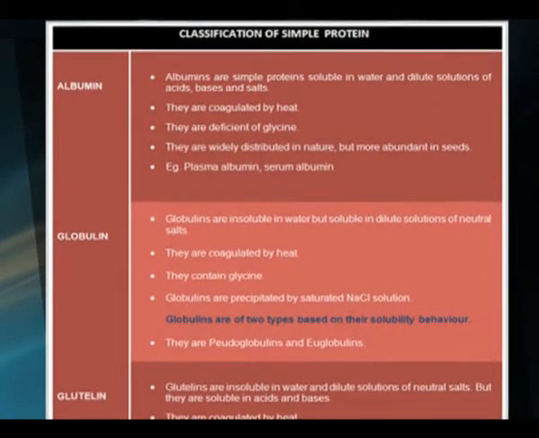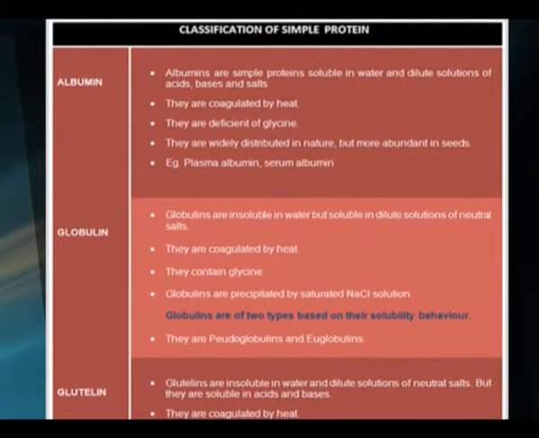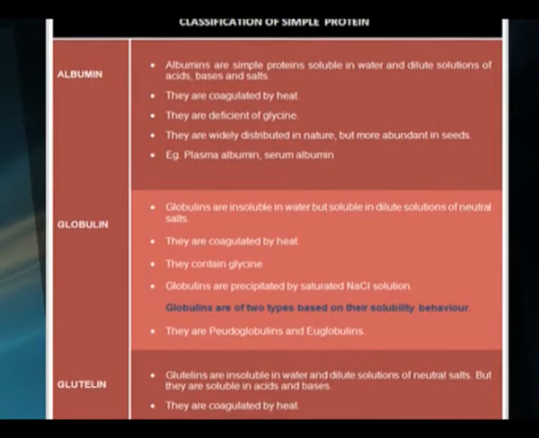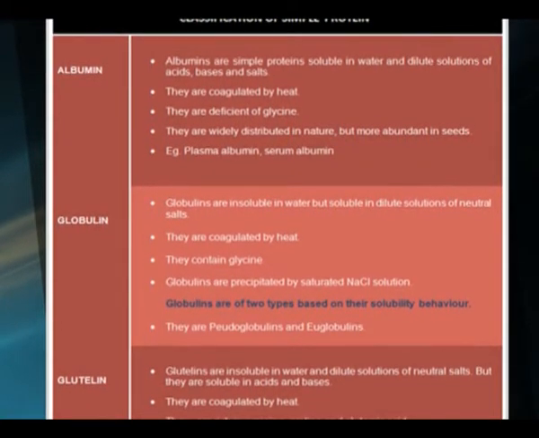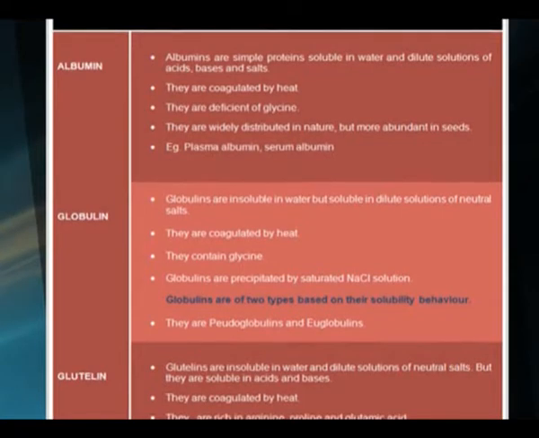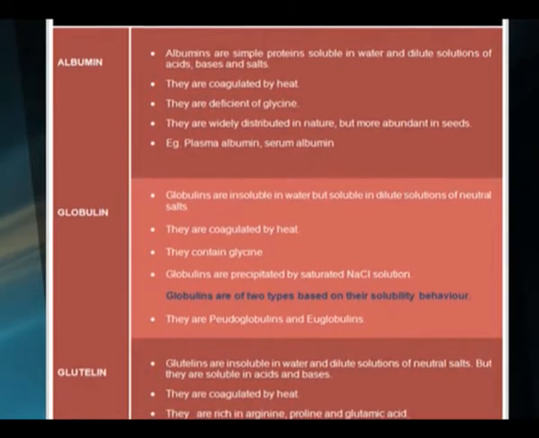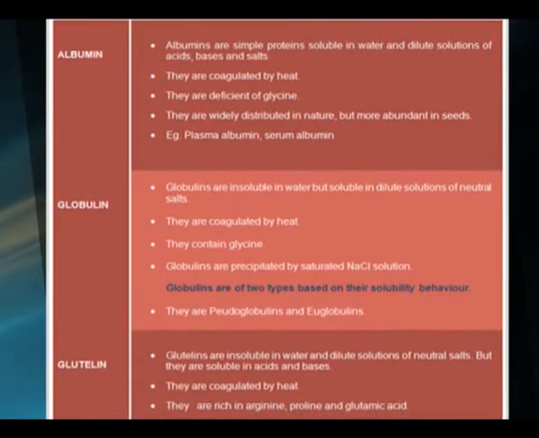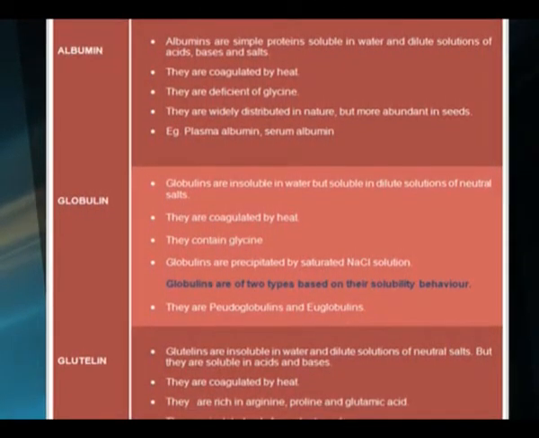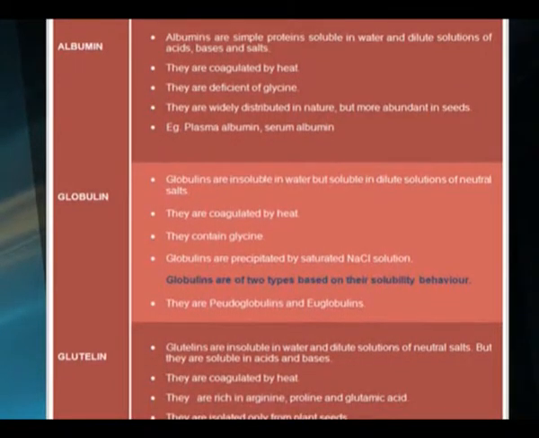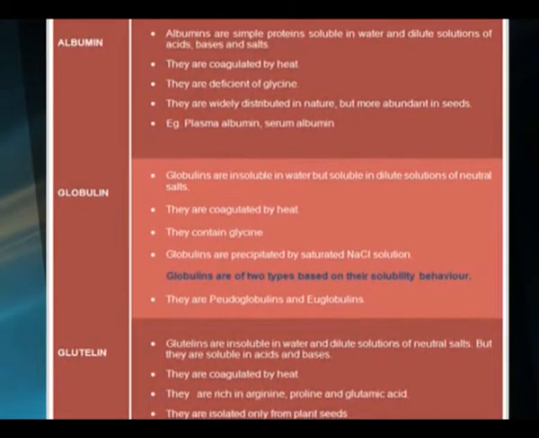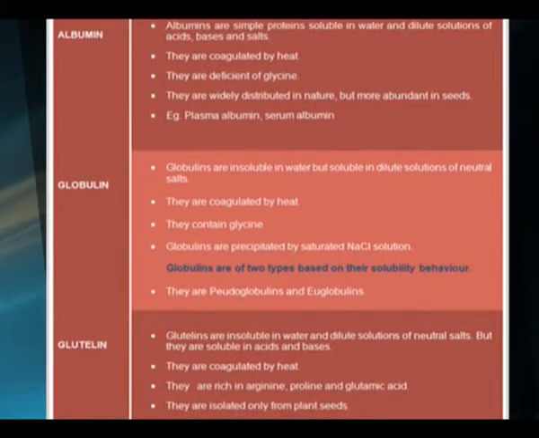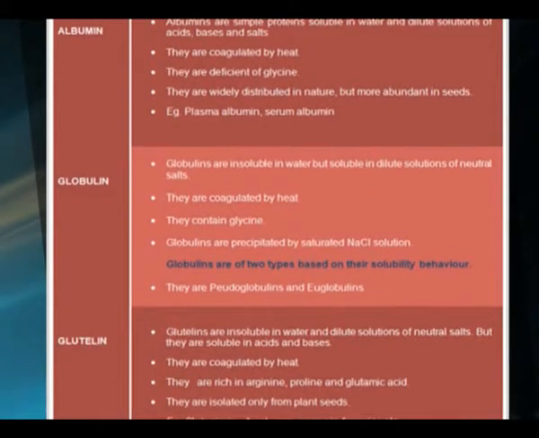Globulin. Globulins are insoluble in water, but soluble in dilute solutions of neutral salts. They are coagulated by heat. They contain glycine. Globulins are precipitated by saturated sodium chloride solution. Globulins are of 2 types based on their solubility behavior. They are pseudoglobulins and euglobulins. Pseudoglobulin is soluble at very low ionic strength, whereas euglobulin is sparingly soluble.